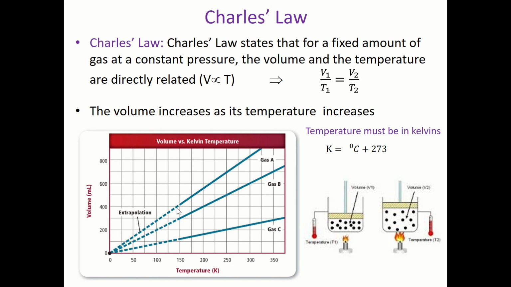Now, this is very interesting because if you extend these three lines, you will notice that you will reach this point, which is 0 Kelvin. What does that mean? It means that if the temperature is 0, the volume becomes 0. This means that at 0 Kelvin, there will be no volume. And what does no volume mean? It means that there will be no matter at all.